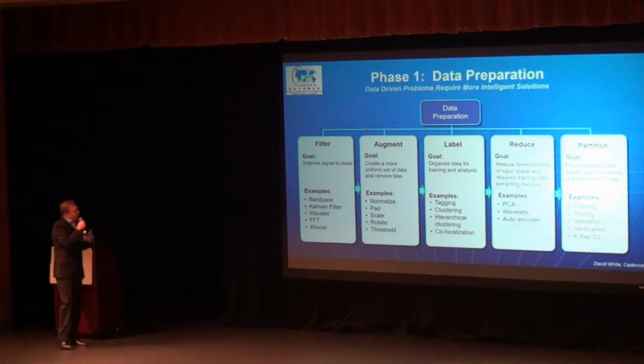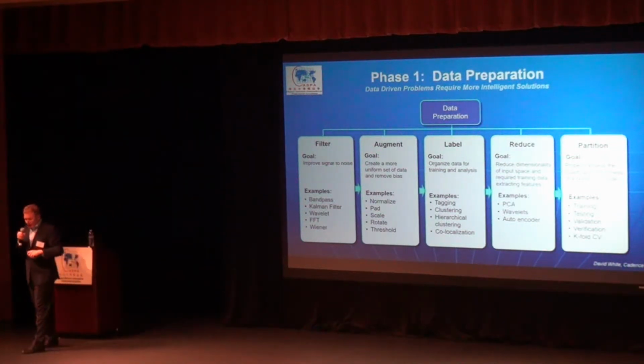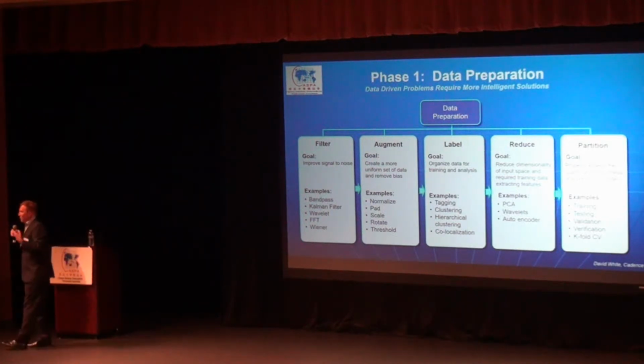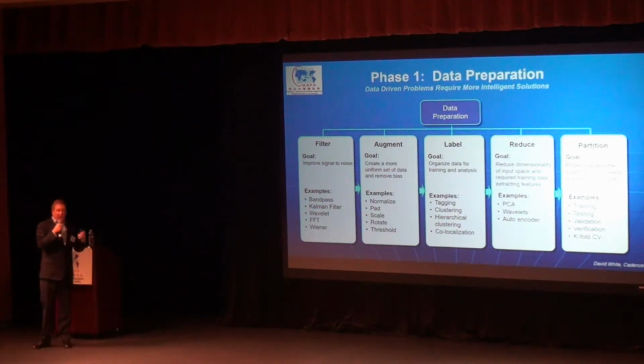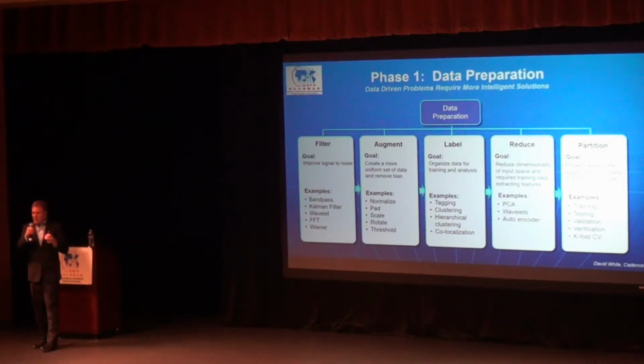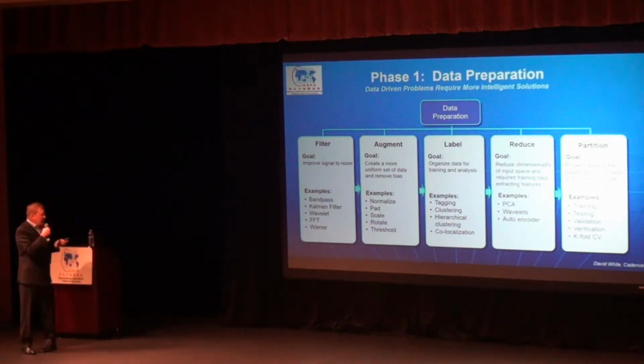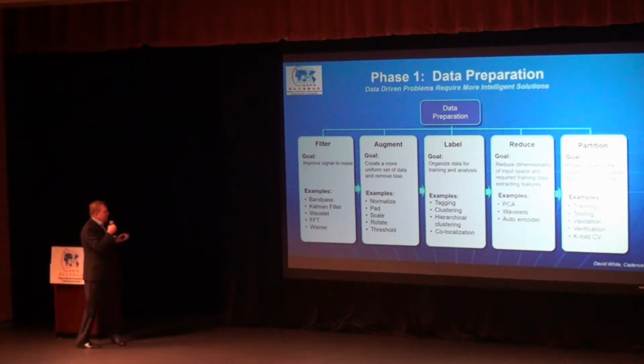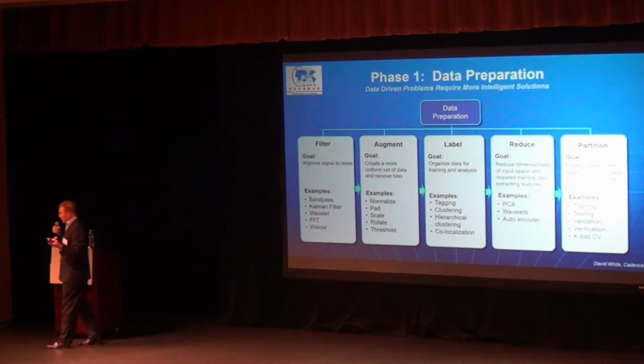So data preparation. These steps aren't necessarily in order, so the first step is filtering. We all understand this. You want to improve the signal to noise. Okay, that's very important. That's kind of an obvious one. The second phase is augment. So how do you, especially when you have a heterogeneous set of data, how do you create a more uniform set of data, and how do you remove bias? This is particularly important if you're doing image processing, if you're in deep learning applications.